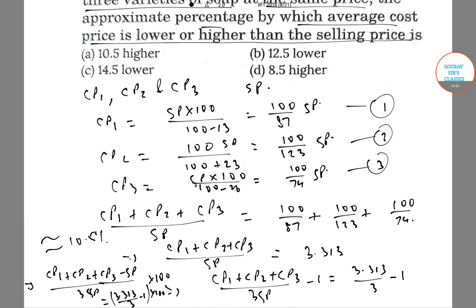So the correct option, this is 10.433, approximately 10.5%. The correct option is option A.